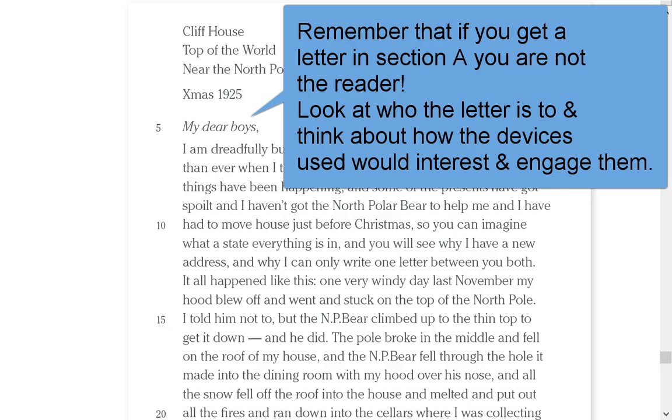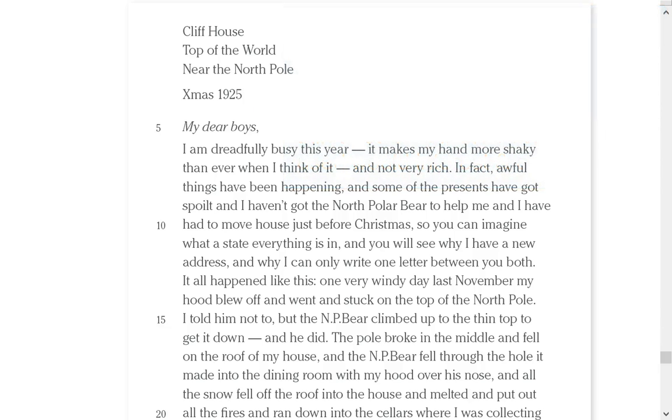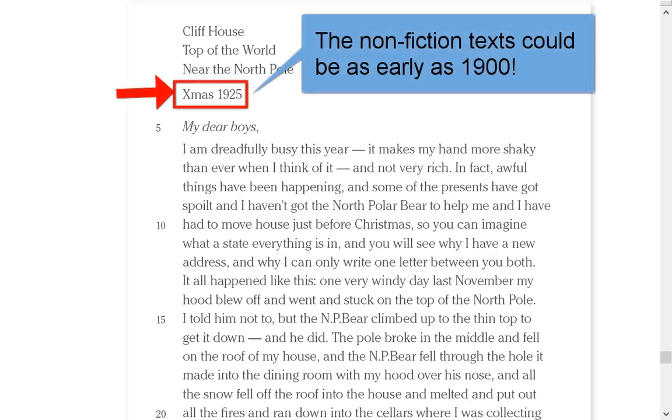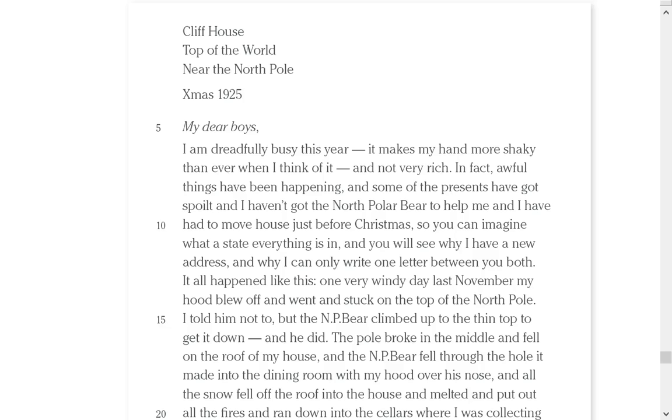And letters are a good example of this because they're usually written from one person to somebody else. So this is the letter from Tolkien to his sons. It's written, as you can see at the top, Christmas 1925. And if we look at it, there's some quite interesting things going on in here. You can tell that the children are quite young from the language that's used in here. So he's pretending to be Father Christmas, writing to the children.